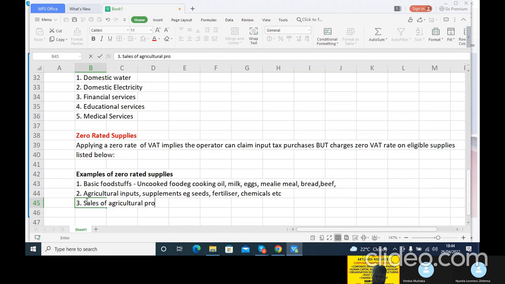Agricultural produce. If you are selling agricultural produce, it's zero rated. Make sure it's unprocessed. Another is exports. Exports are zero rated supplies. Another is fuel.